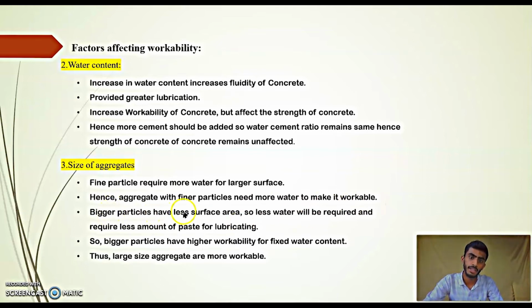Bigger particles have lesser surface area, so less water will be required for lubricating. Therefore, bigger particles have higher workability for a fixed water content. This shows that bigger particles should be present in the concrete for workability. Thus, large size aggregates are more workable. Therefore, the size of aggregate matters in the factors affecting the workability.